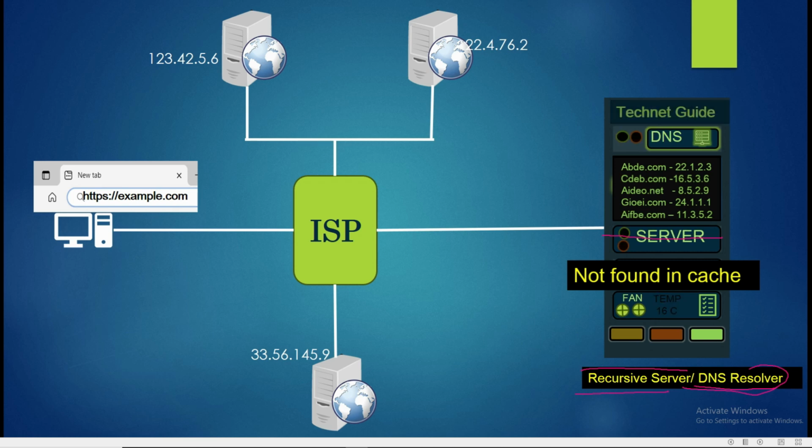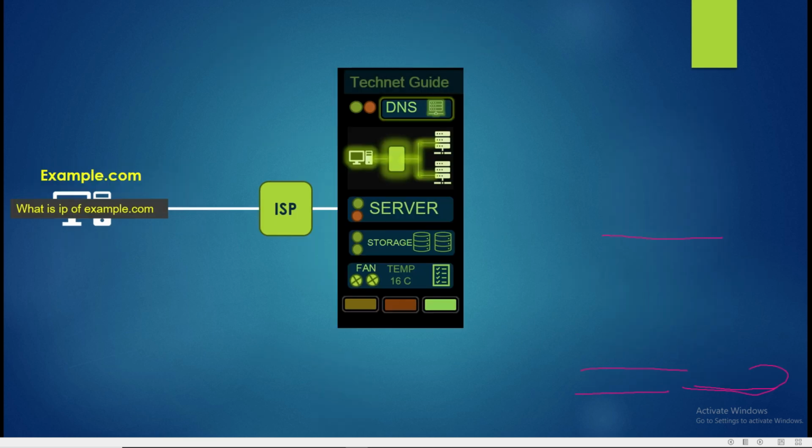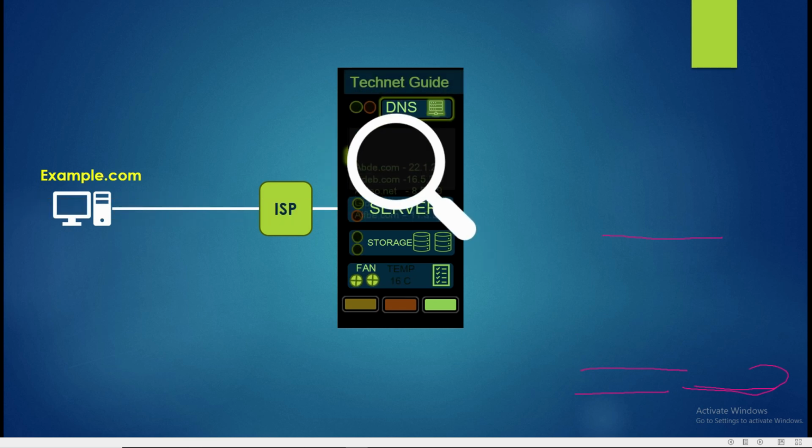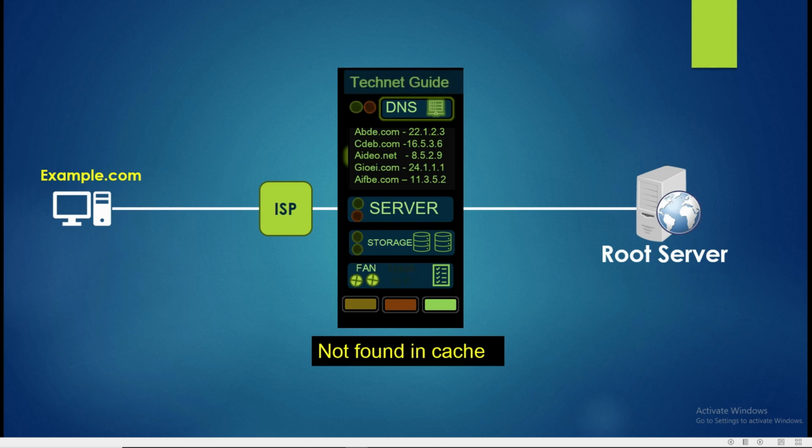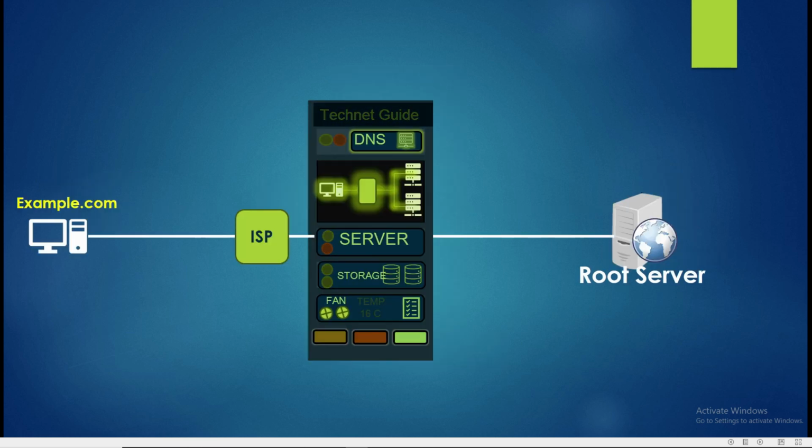Now friends, let me tell you the next step, what will happen if it's not found in cache. Let me show you again what happened. What is the IP of example.com? It's checking in cache and not found in cache. Now the DNS resolver will go to the root server. The DNS resolver will ask the root server, what is the IP address of example.com?